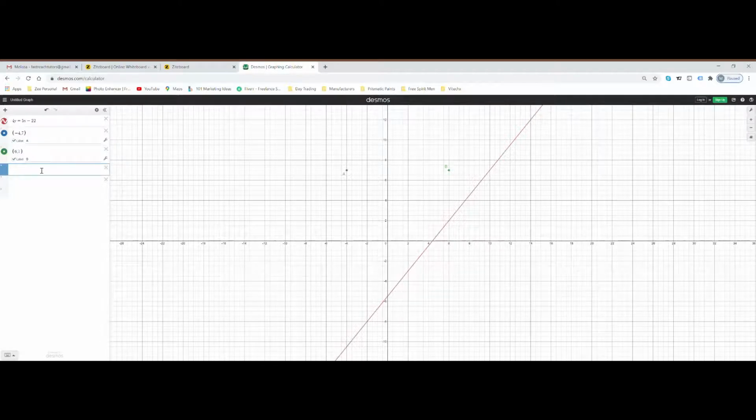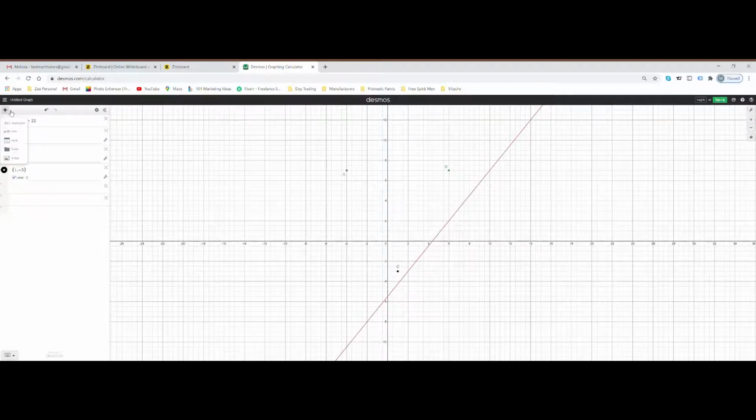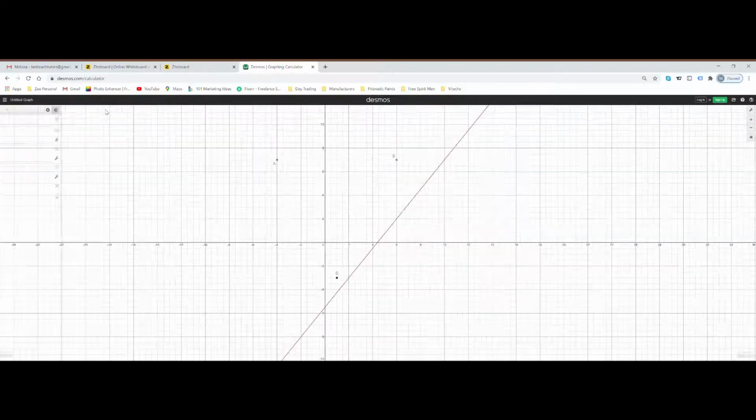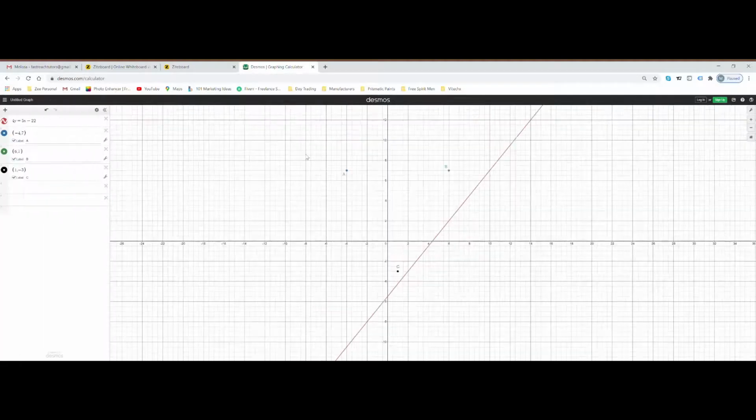And the next point is 1 and negative 3. 1 and negative 3, label C. So these are the points A, B, and C. And you would need to join these.